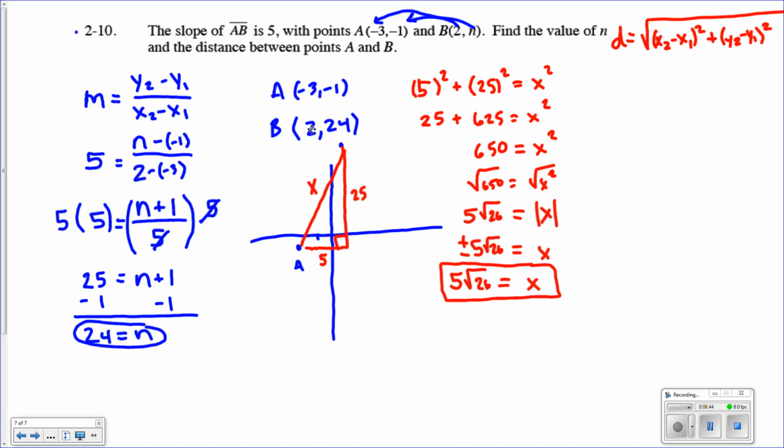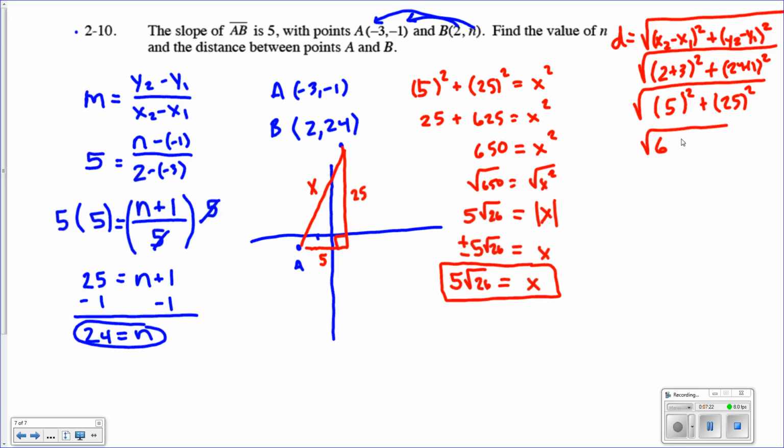So this is going to be point 2. We're going to do 2 minus negative 3, which is like 2 plus 3, and we're going to do 24 minus negative 1, which is like 24 plus 1. So we're going to have 5 squared plus 25 squared. And what you're going to see here is that we end up with the square root of 650 again. Same thing we ended up with over here.